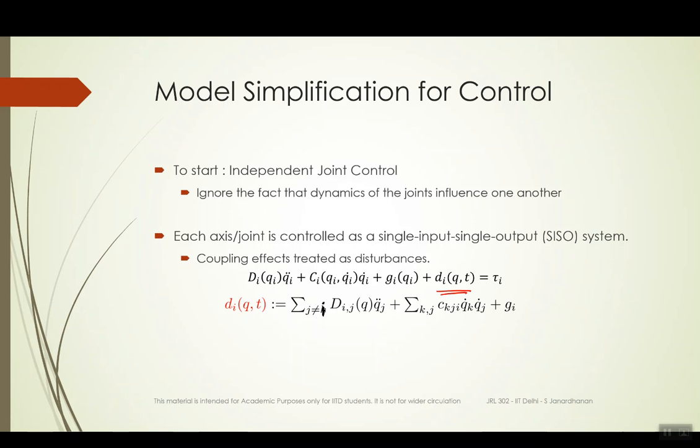This disturbance d_i of q, t is the disturbance variable, which contains all the cross coupling terms, and even the gravity term is taken into account. The gravity terms of the other variables q_j, where j is not equal to i, those contributions to gravity are taken as a part of the disturbance variable.